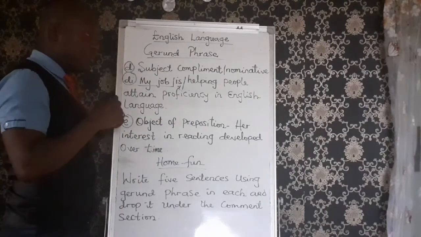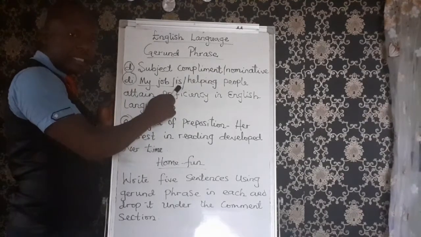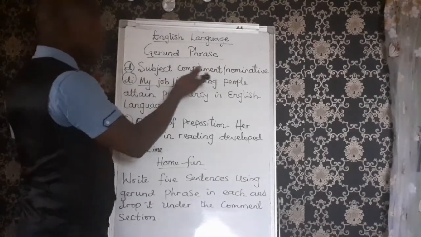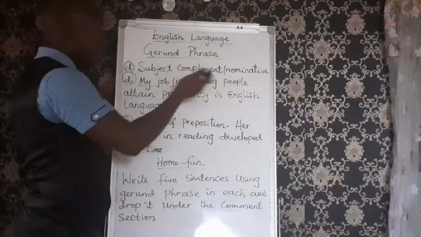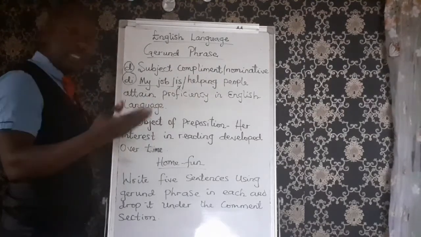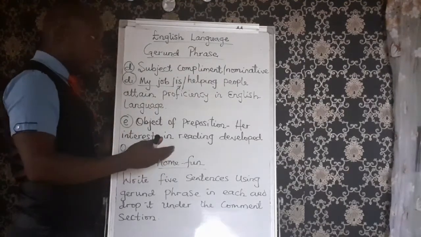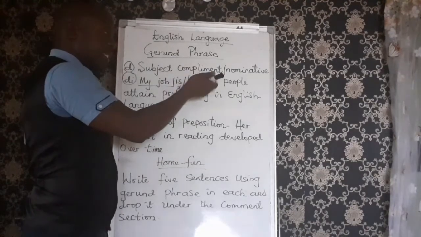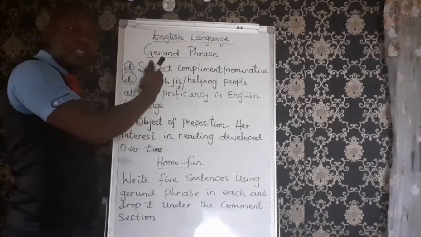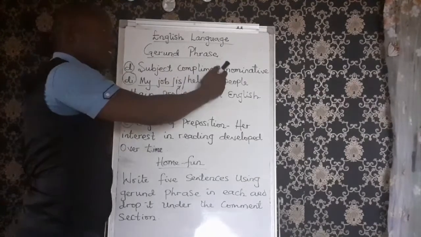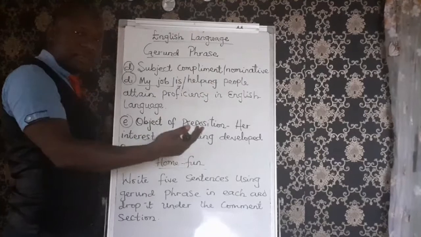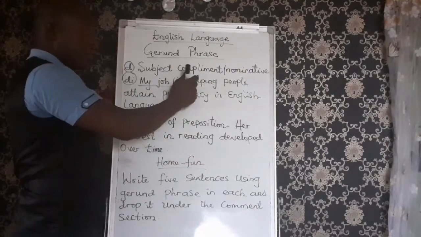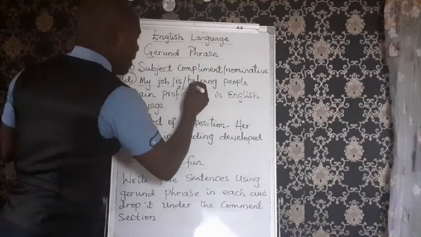If you call it predicate nominative, this is the predicate is. So this is a noun because you can say my job is it. What is that it? Helping people attain proficiency in English language. Okay, so this is the predicate and there is a noun after it that's giving you more information about the subject of the sentence. So you can also call it predicate nominative. I hope that's clear.